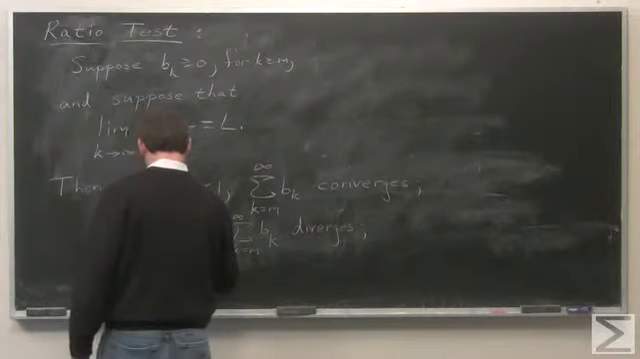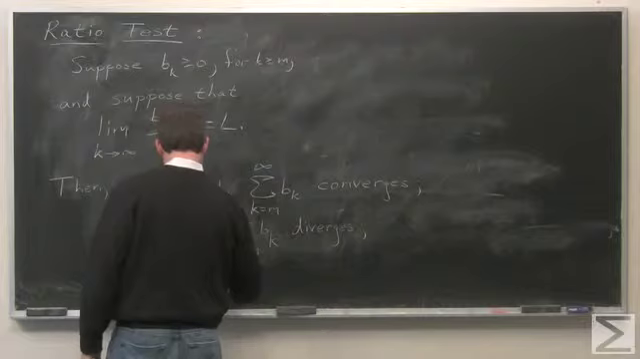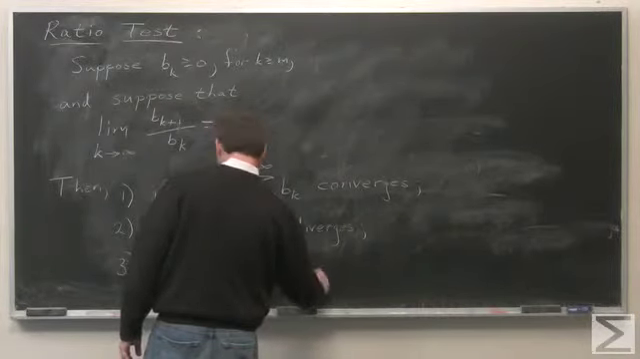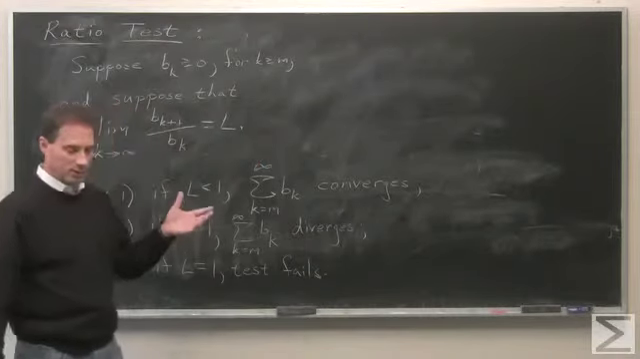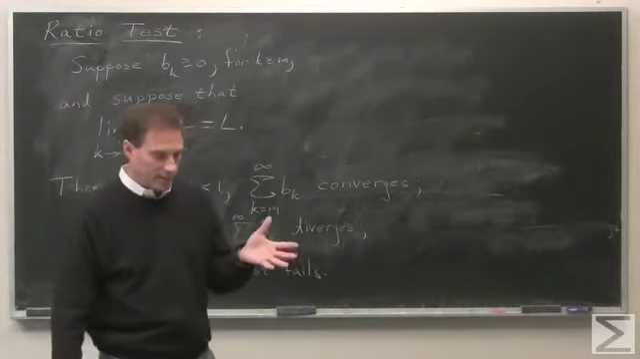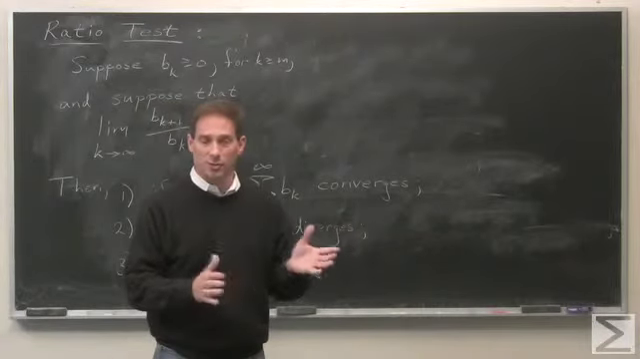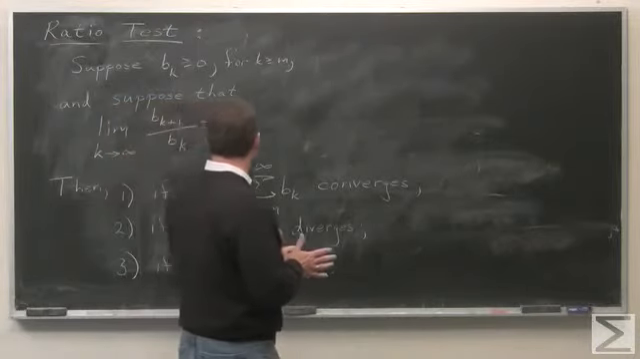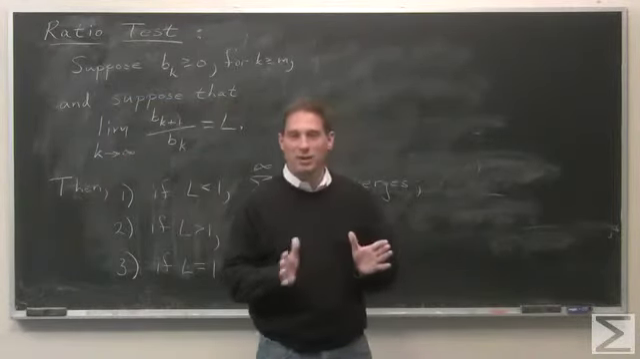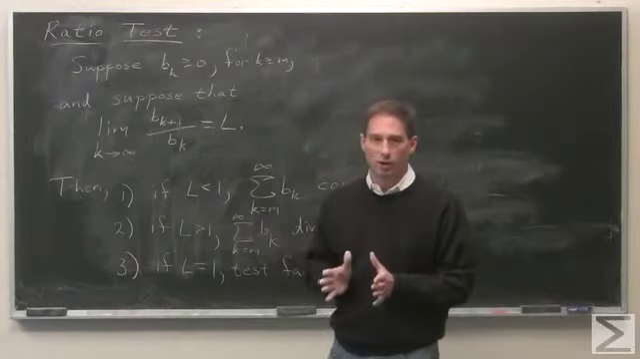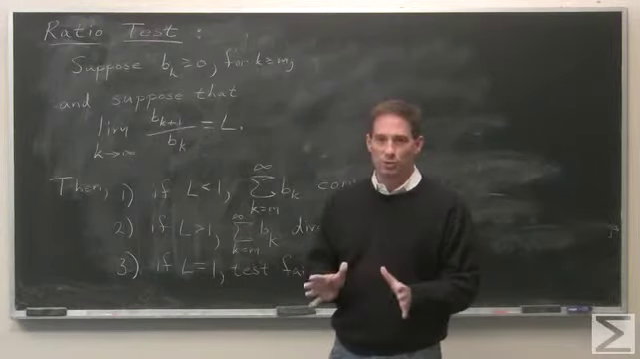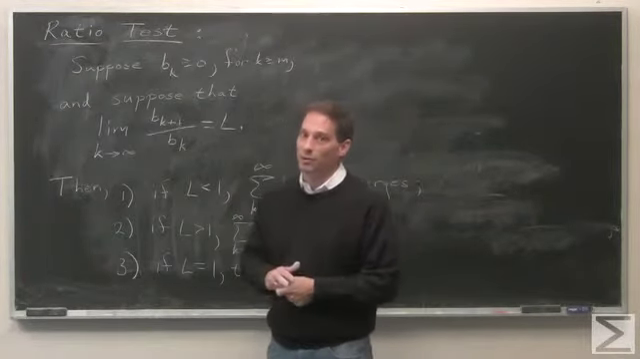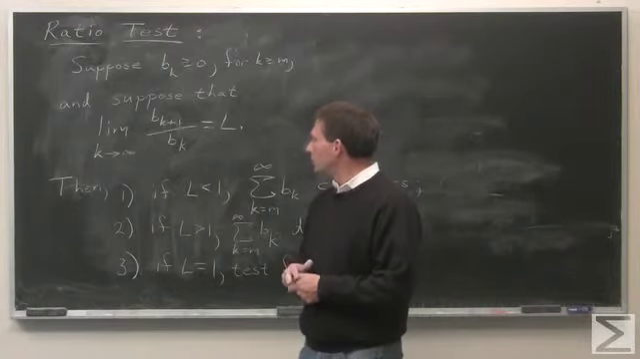And finally, if L equals 1, we usually say the test fails, and what we mean by that is you can't conclude anything. If you apply the ratio test and the limit comes out to be 1, then maybe the series converges, maybe it diverges. There are examples of either one. All p-series, I'll leave it as an exercise, but for any p-series, the ratio test will give you 1. So the ratio test is useless for deciding on the convergence or divergence of p-series. That's why we had the integral test.